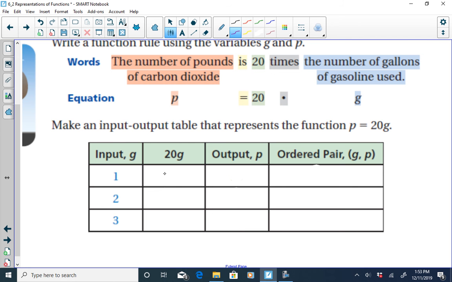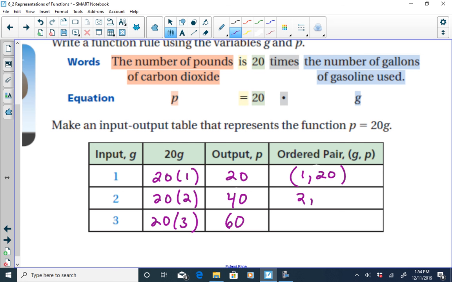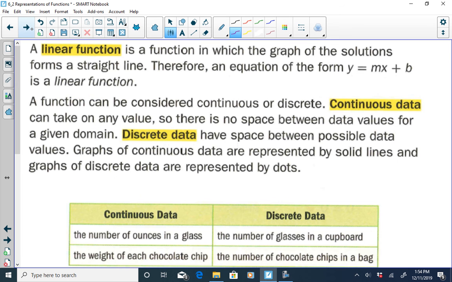We're going to evaluate this function for inputs of 1, 2, and 3. So that's going to be 20 times 1, 20 times 2, 20 times 3. Outputs are going to be 20, 40, and 60. Our ordered pairs: 1 comma 20, 2 comma 40, and 3 comma 60. Good job.